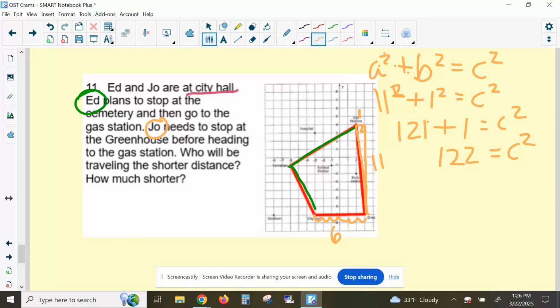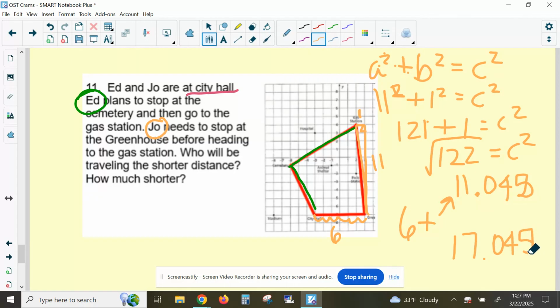122, so we need to take the square root of both sides. The square root of that is about, what do we got here? 11.045, I think. Okay, so Joe has to go a total of 6 plus that. So that's about 17.045-ish. That's how far Joe is going.